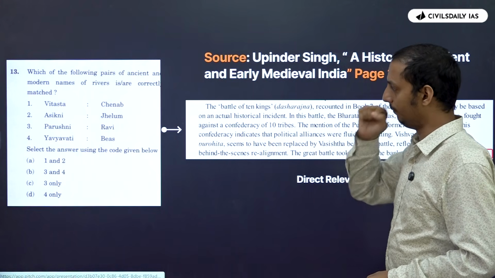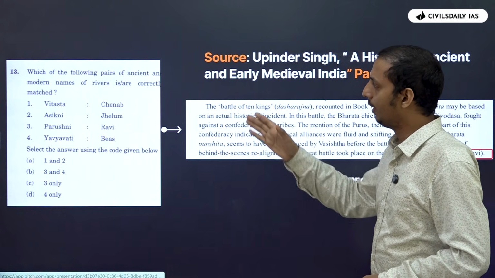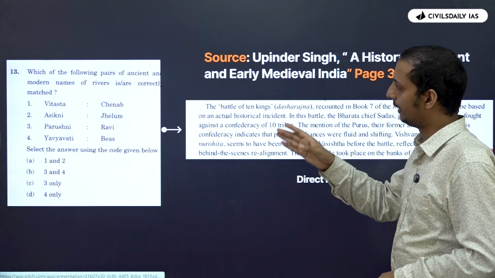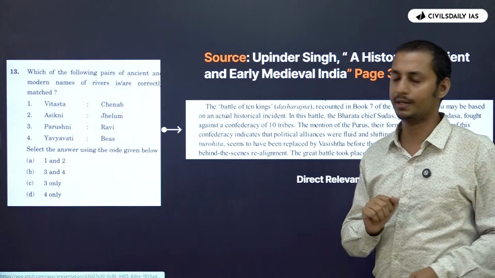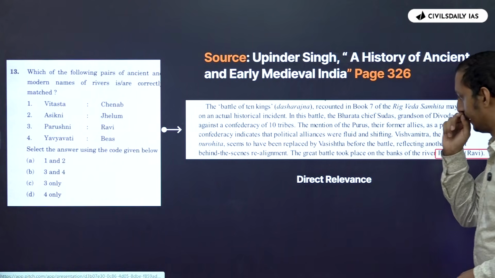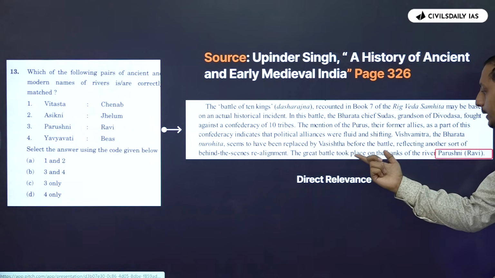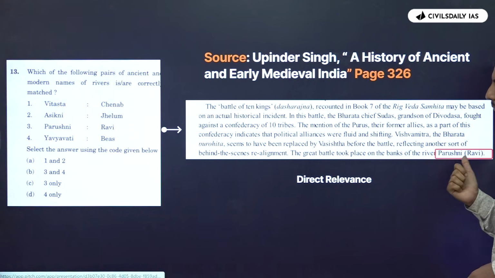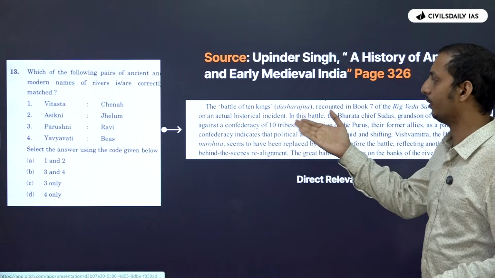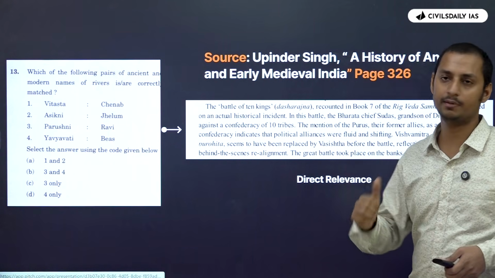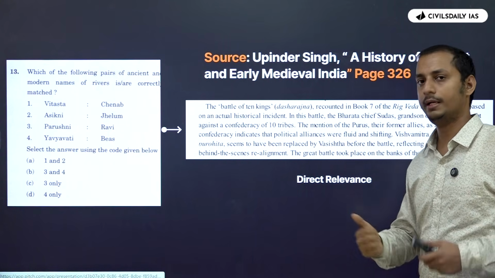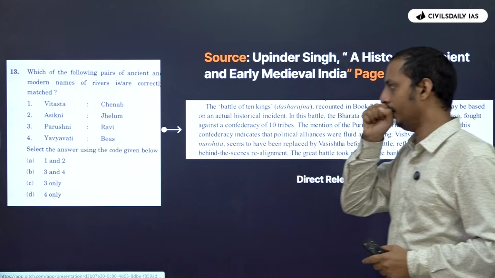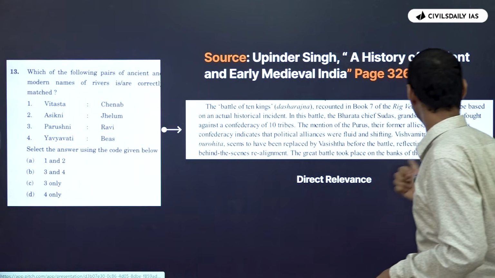Moving on to the next thing. Next question, 13th question: which of the following was the river in question? Now, that question is also from Upinder Singh, as you can see here. So here you can see that the great battle took place on the banks of the river Parushni, Ravi. Regarding the Battle of the Ten Kings, the explanation is given in Upinder Singh itself. It's not provided in the NCERTs, rather it is provided in Upinder Singh. So Parushni, Ravi, this is correct here.